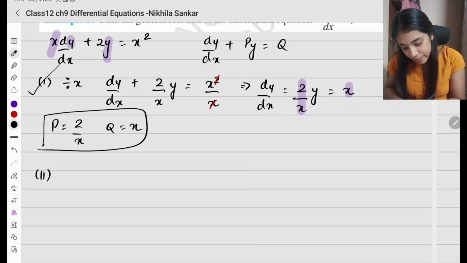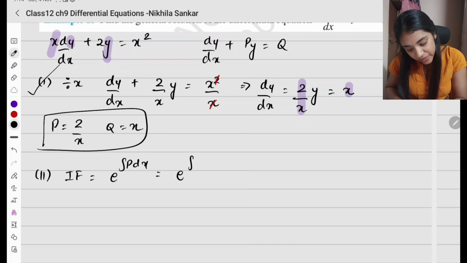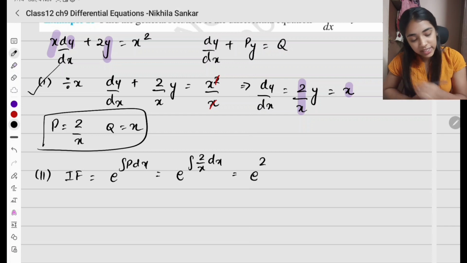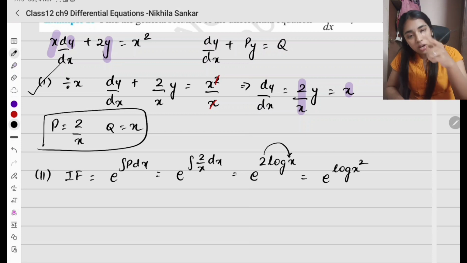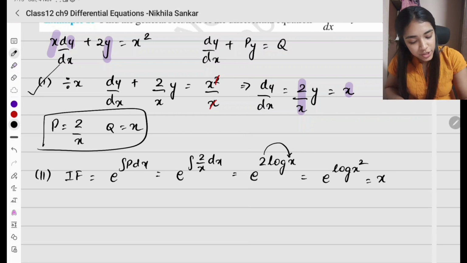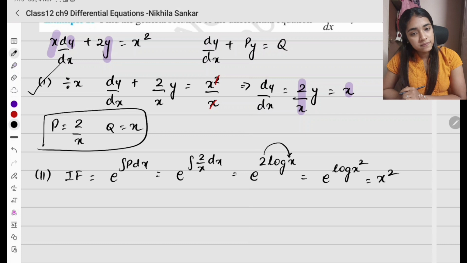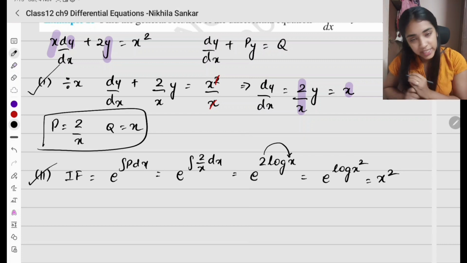Now second step, I'm going to find the integration factor, which is going to be e to the power of integral p dx, which is e to the power of integral 2 by x dx. 2 is a constant, so I take the 2 outside. What is the integral of 1 by x? It is going to be log x. Now I'm going to take this 2 to the power of log, so I'll have e to the power of log of x square. e to the log of some function is going to be the function itself. Clear? Very nice. So we have found the integration factor.